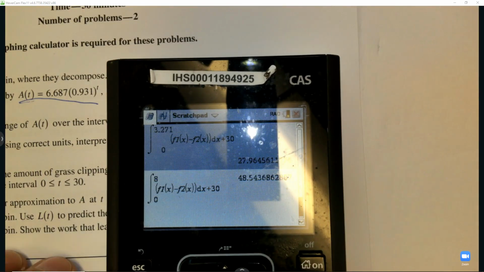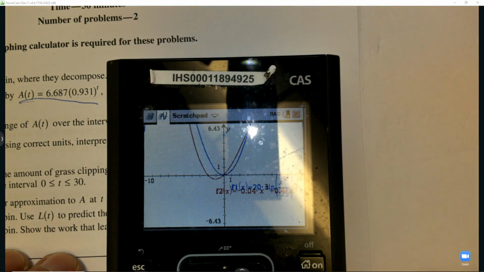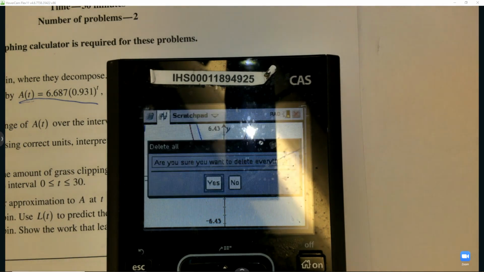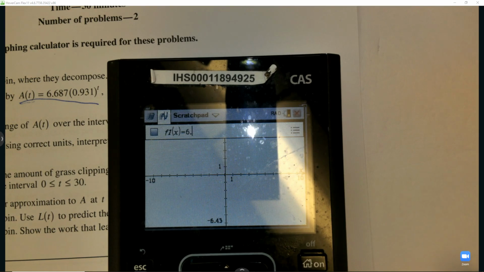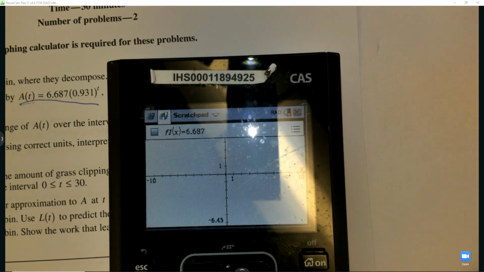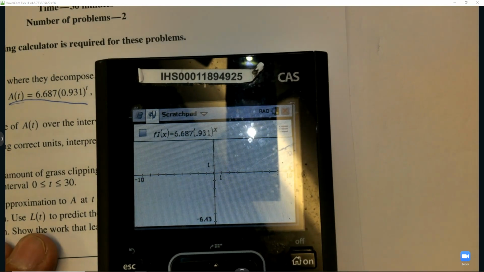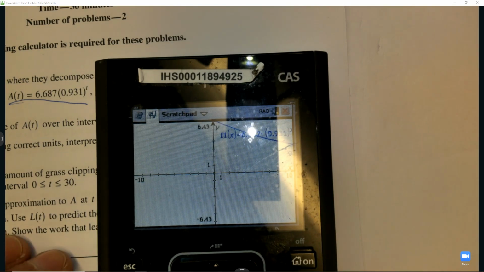Again, my goal is to be under 15 minutes. About like this is how long it should take you. So I'm going to press that. I'm going to actions, delete it all, go tab and then start typing. 6.687 parentheses 0.931 to the exponent x. Does it match? Okay, and there's that. I only have one equation.